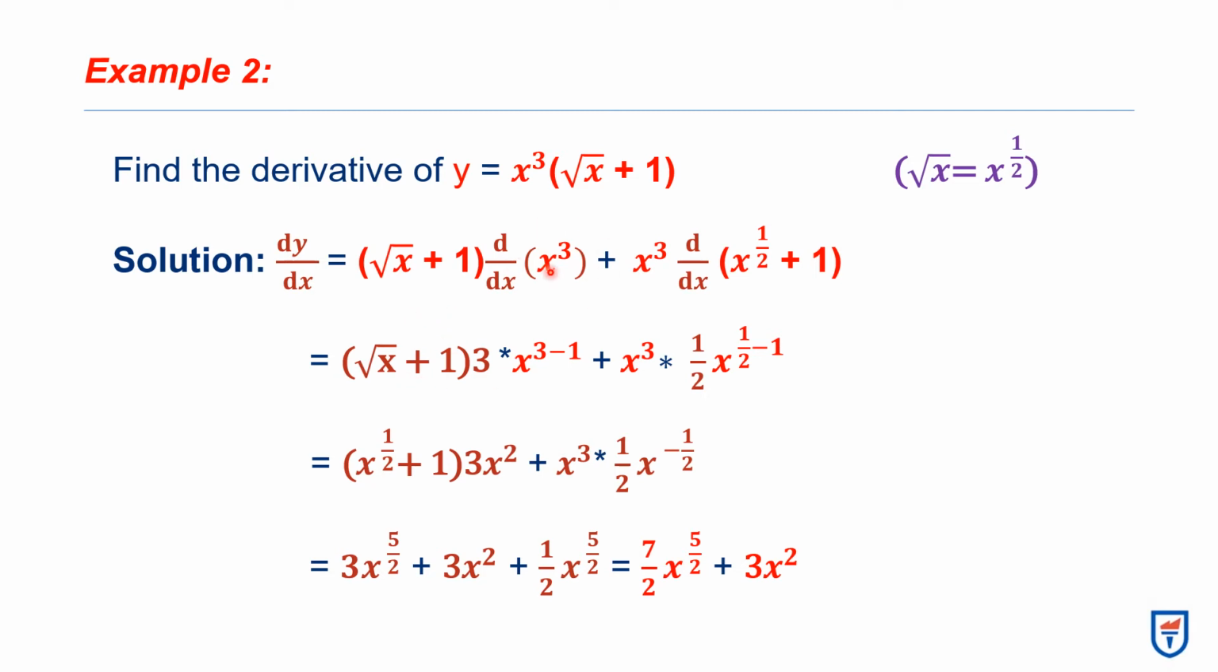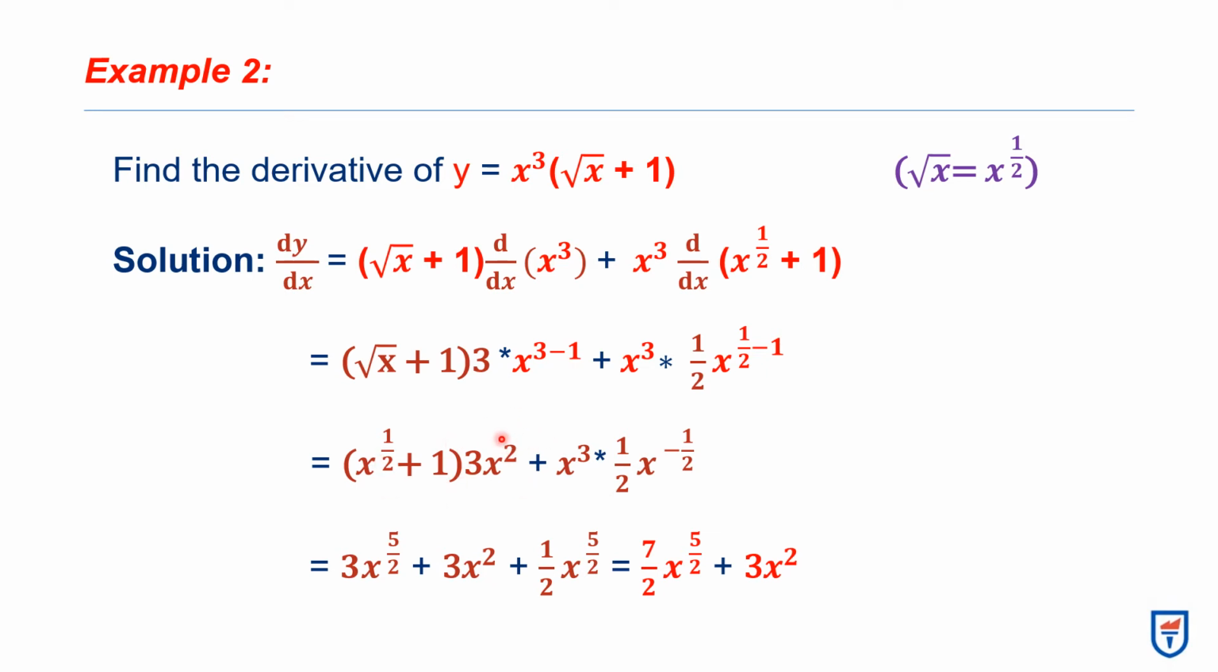Then when we focus on finding the derivative of x to the power 3, we use the power rule, and we're going to get 3x to the power 3 minus 1. Then we also focus on the derivative of our g(x), which is x to the power half plus 1. So on the 1, applying the constant rule, we're going to get 0 when we're differentiating a 1. Then we focus on the derivative of x to the power half. By the power rule, we're going to have half times x to the power half minus 1, which reduces to half x to the power minus half. Then here also will reduce to 3 times x squared.